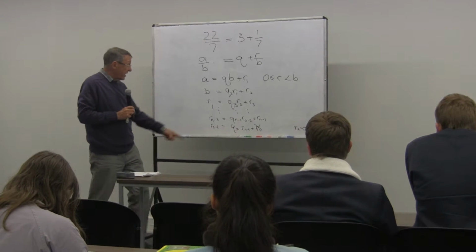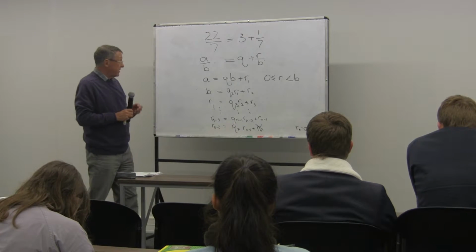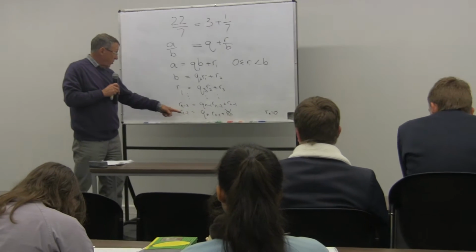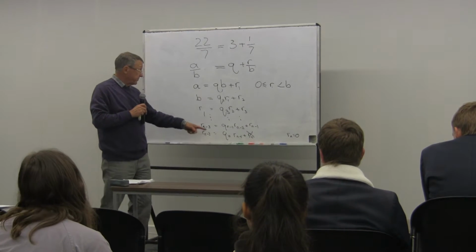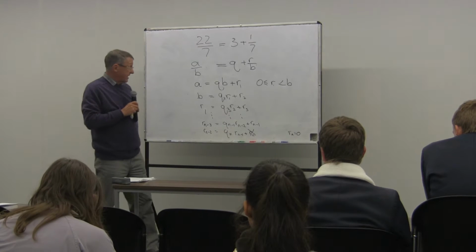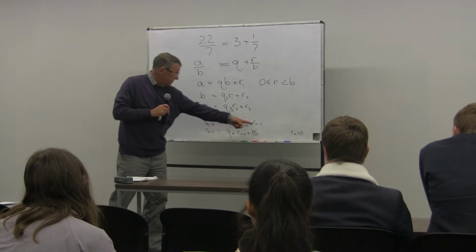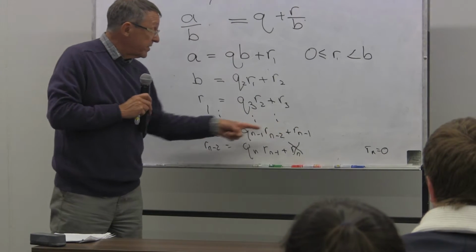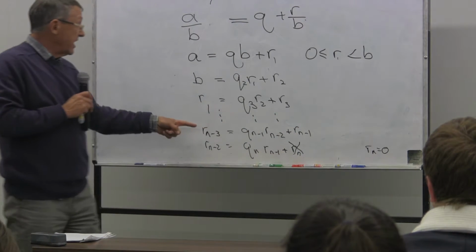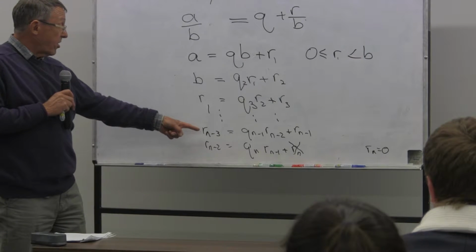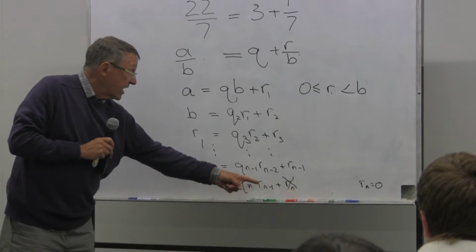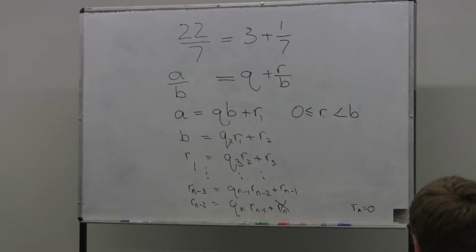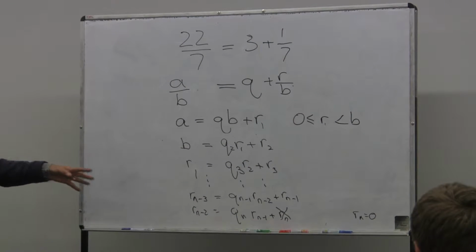That says Rn minus 1, the last non-zero remainder, is a divisor of Rn minus 2. Now looking back at the line above, Rn minus 1 is obviously a divisor of itself. It's a divisor of Rn minus 2, so it's a common divisor of the right-hand side. Therefore, it's a divisor of Rn minus 3. And so we can work our way up this table. It's boring to try and write out all the details, but the idea is very clear.